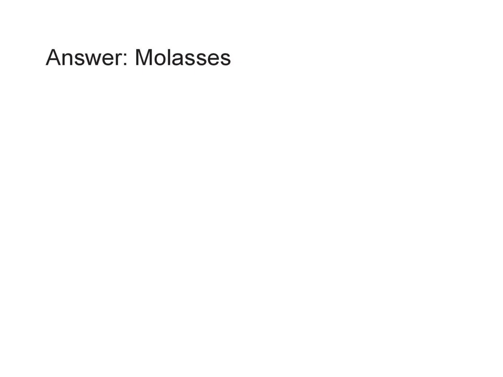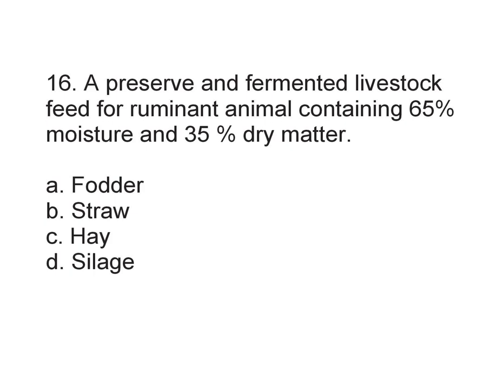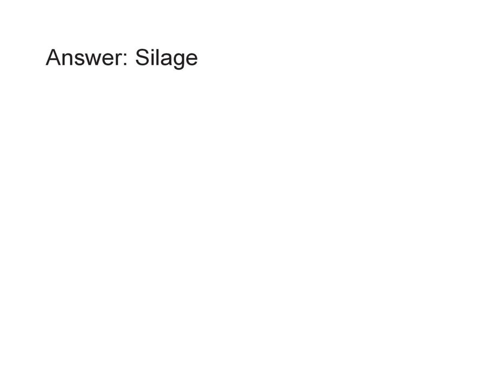Number 16. A preserved and fermented livestock feed for ruminant animal containing 65% moisture and 35% dry matter. A. Fodder, B. Straw, C. Hay, or D. Silage. The answer is silage.